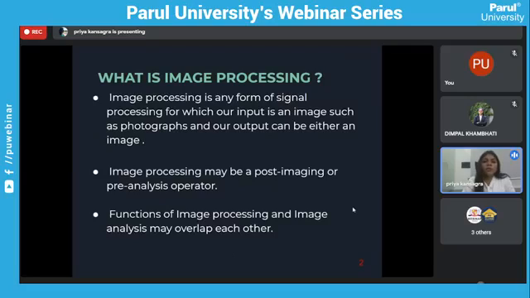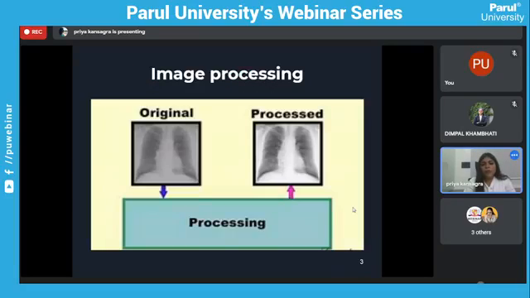First of all, I would like to explain what image processing is. The basics should be clear, right? Image processing is any form of signal processing for which the input is an image, like a photograph, video or an object, to get a proper image. There is also post-imaging, analyzing operators to perform image processing, and there are functions for image processing. We have certain segments and an overlapping concept to perform the image processing function.